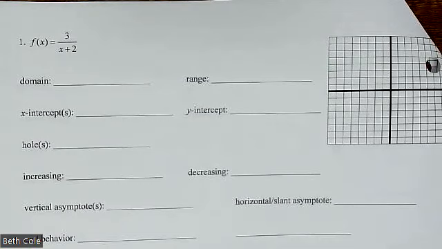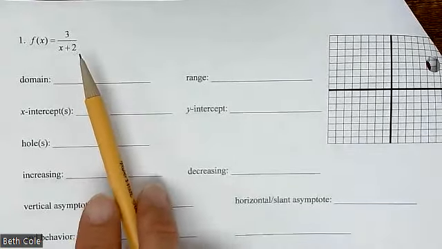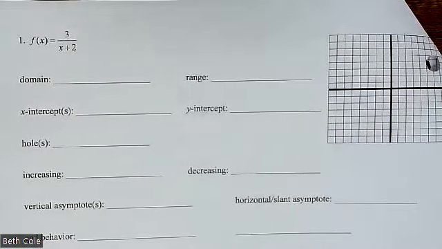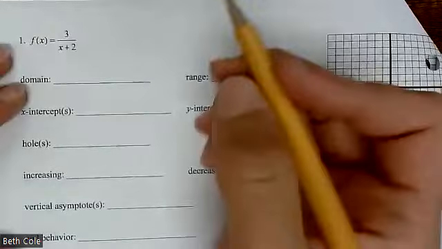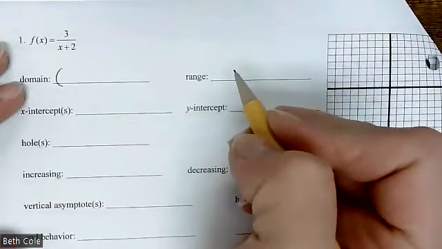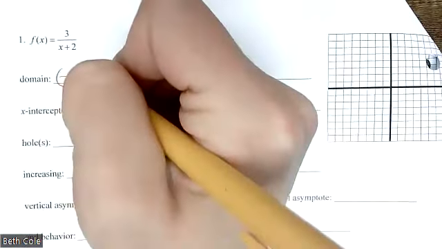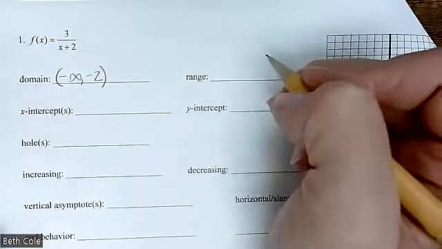Not 2. Why is it -2? It makes it divide by 0, and you cannot divide by 0. So do you remember how to leave out -2? You want everybody invited except -2. I'll give you a hint. It starts with a parenthesis. Negative infinity, good. 2, not 2, but -2, parenthesis, because you want to exclude it.